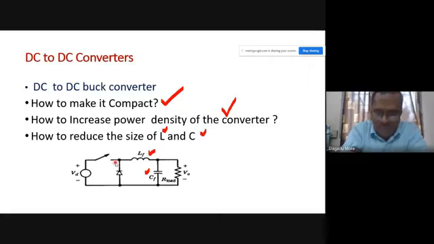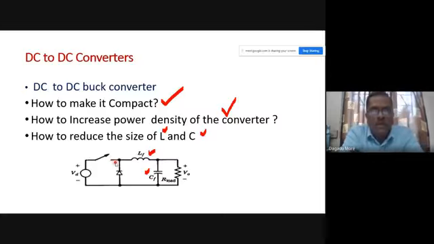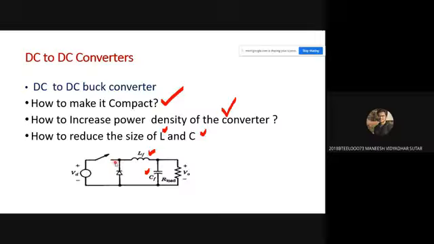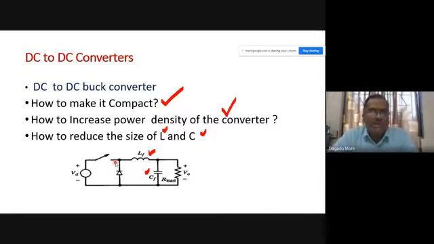But for getting something, we have to lose something. We cannot get everything. Here we reduce the values of L and C, so what will be our problem then? Losses will increase. The switching losses will increase. We try to make the circuit compact, and it results in a compact circuit, but losses will increase, so efficiency will decrease.